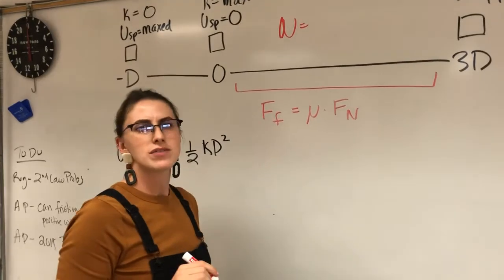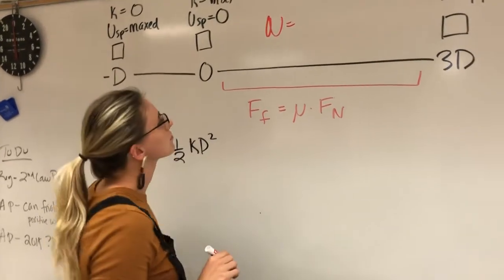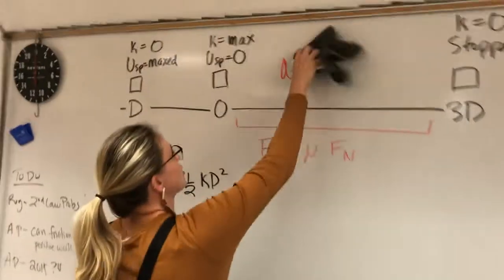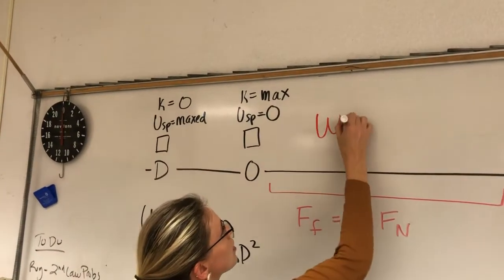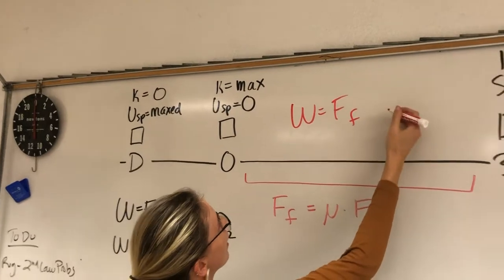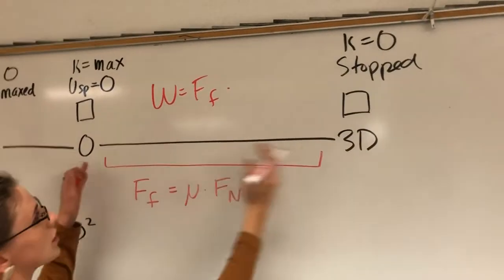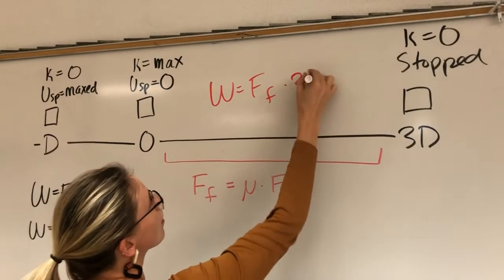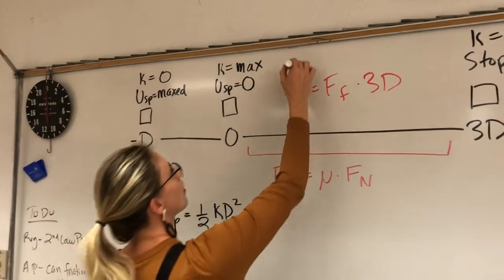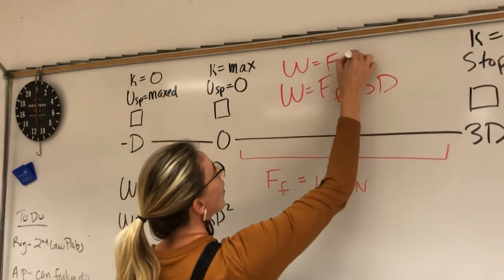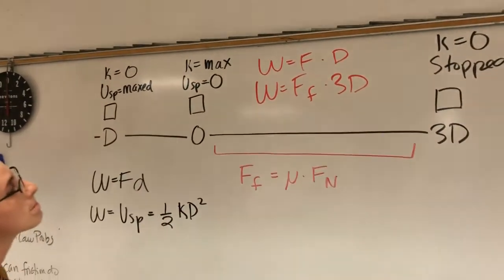How do I describe this? Well, the work done by friction is the force of friction. The work done by friction is going to be the force of friction. And how far is it going? Well, it's going to go 3D. Work is force times displacement. The force that's slowing it down is friction, and the displacement is 3D.